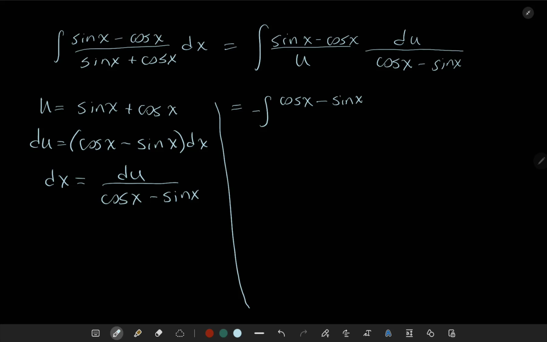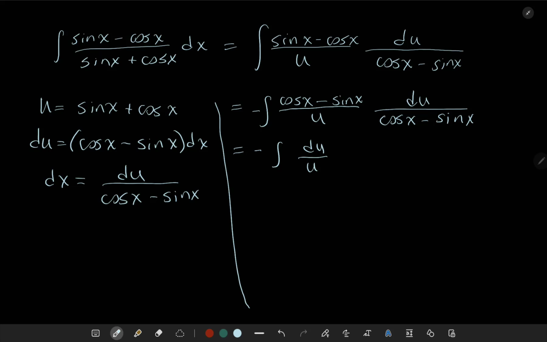So let's first agree that factoring out a negative gives us the same thing. When I do negative times cosine, it gives me negative cosine. And when I do negative times negative sine, it gives me positive sine. So I get sine minus cosine. So it looks like I did it right. So then we have du over cosine x minus sine x. And now you do see that the numerator and the denominator are the same. So it becomes negative du over u.